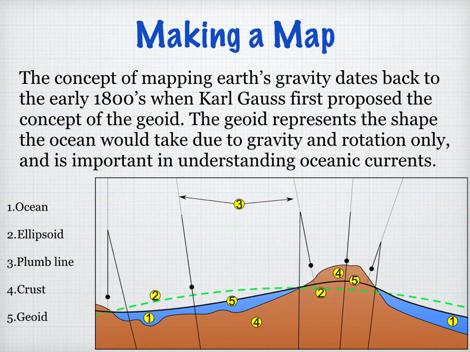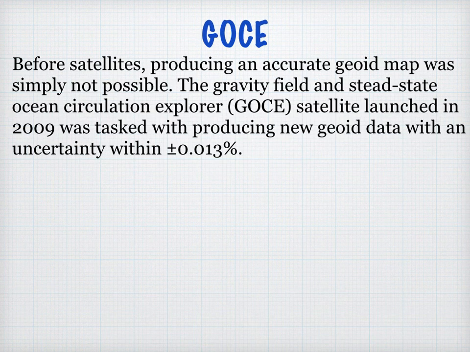Plumb lines actually behave this way in the regions around large mountains. So they're not perpendicular to that dashed green line, but if you'll notice, those plumb lines are all perpendicular to that black line, number 5, which is the surface of the geoid, and that's what Gauss was trying to define. Before we had satellites, producing an accurate geoid map was just not possible. So recently, the Gravity Field and Steady-State Ocean Circulation Explorer, or GOCE satellite, launched in 2009, was tasked with producing new geoid data that had an uncertainty within plus or minus 0.013%.